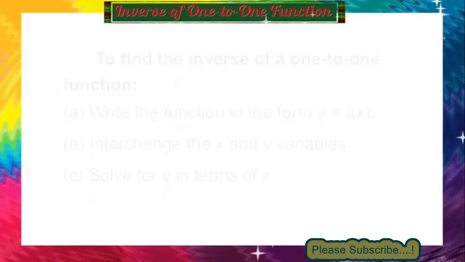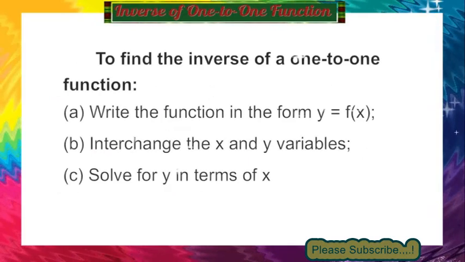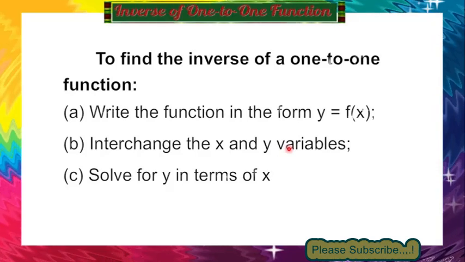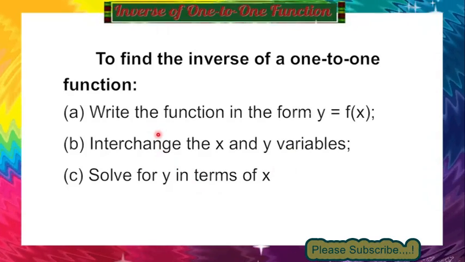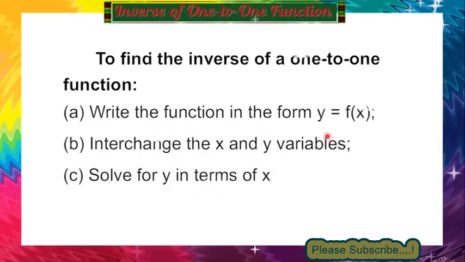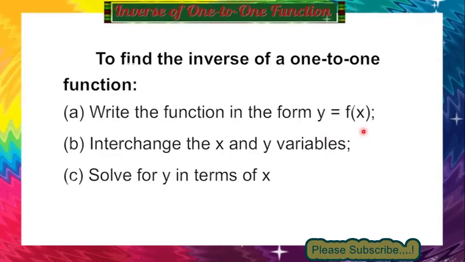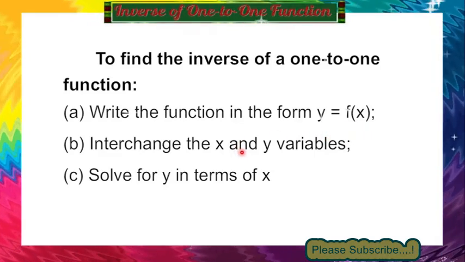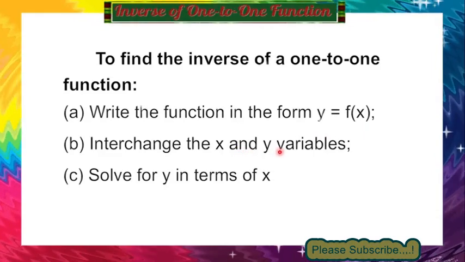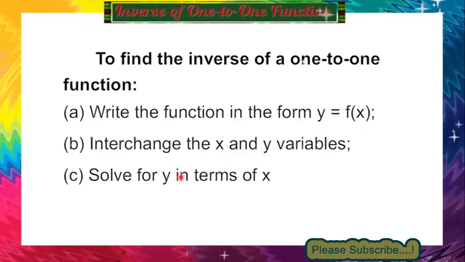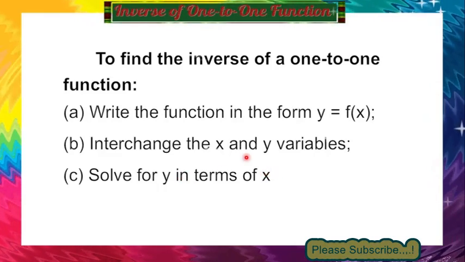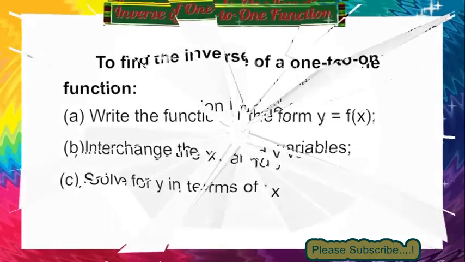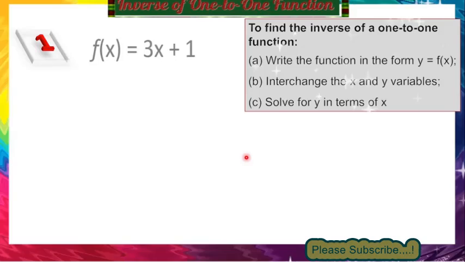We have here the steps on how to find the inverse of a one-to-one function. First, we have to write the function in the form y equals f of x. Then interchange the x and y variables. Then you solve for y in terms of x. To better understand this, let us take some examples.